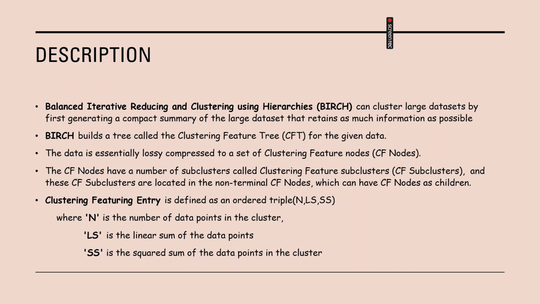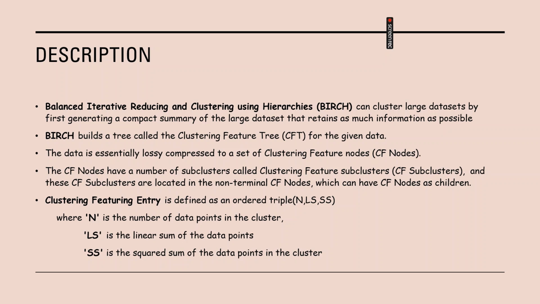To do the clustering, instead of taking the whole data set for clustering, it generates a subset summary of the data set and performs the clustering. BIRCH builds a tree called the clustering feature tree for the given data. Initially, when we load the data set to the algorithm, it will create a clustering feature tree for the given data. The data is compressed, essentially lossy compressed, to a set of clustering feature nodes, or CF nodes. The data is compressed and stored in clustering feature nodes.